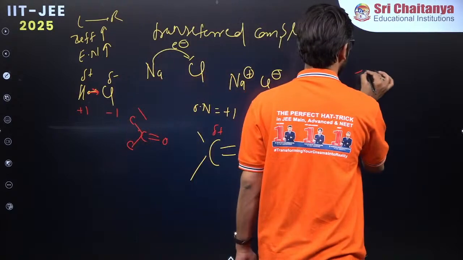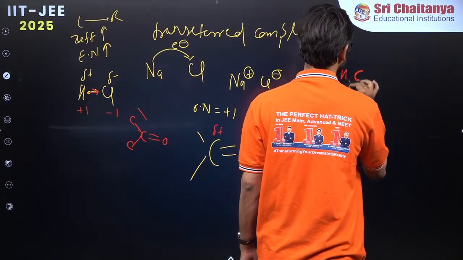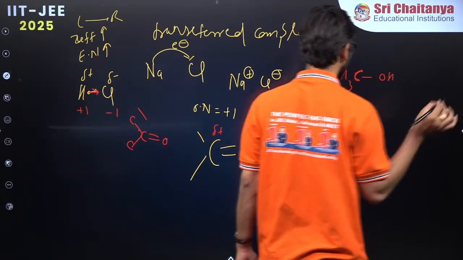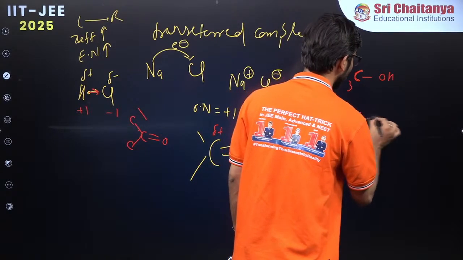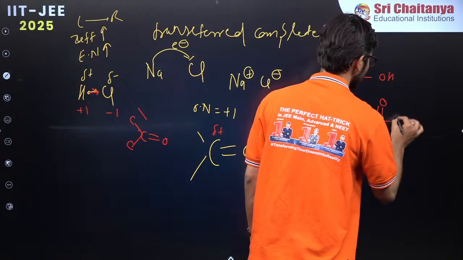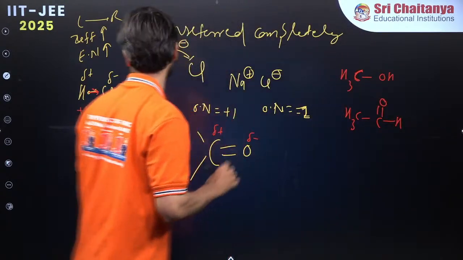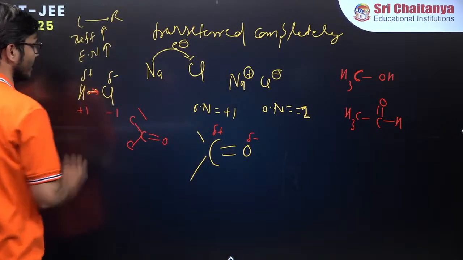Let us say I take one compound, CH3OH, this is an alcohol, and another compound which is known as an aldehyde, CH3CHO. I think all of you know aldehyde. Now listen very, very carefully. What is the oxidation number?